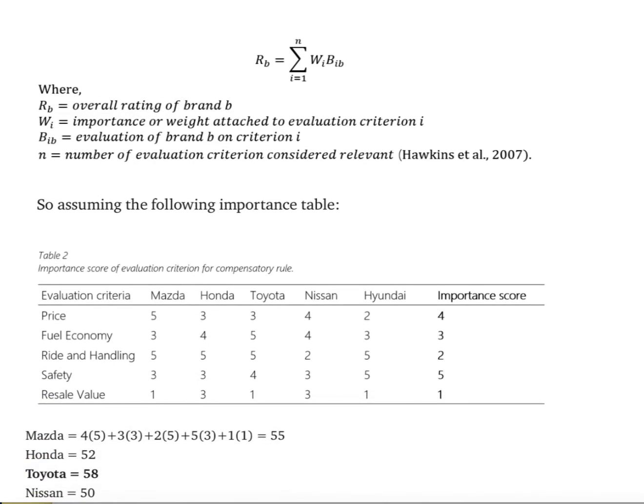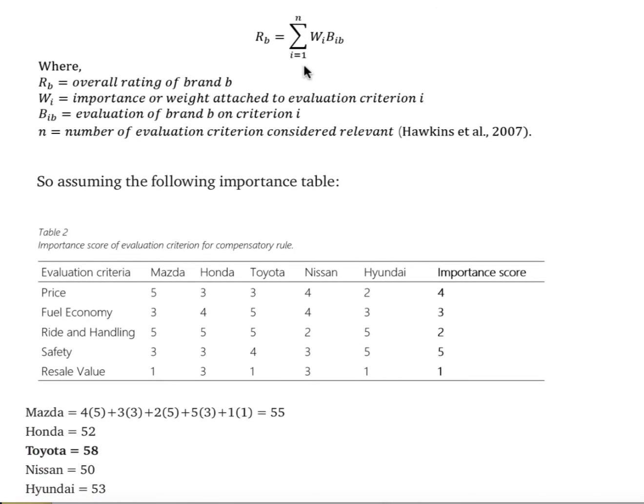So for example, again, this formula should seem familiar. The overall rating of a particular brand is the sum of the weight of the importance attached to the criterion i, times the actual performance of the brand on that criterion, or the evaluation of the brand on criterion i. And then the n is the number of the evaluation criteria that are considered. So here we've got 5 different criteria.